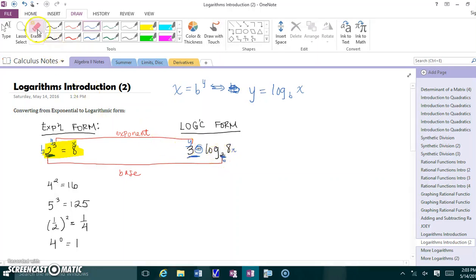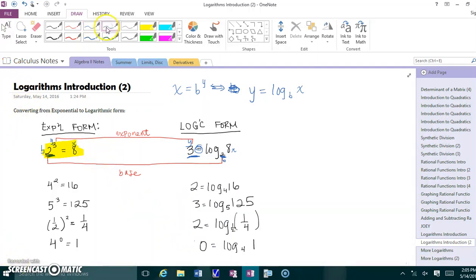So I want you to write these 4 more down, pause the video, and then convert them on your own. So fill these 4 out, and then come back to check your work. All right, so by now you should have attempted these 4 on your own. Please check your work here.